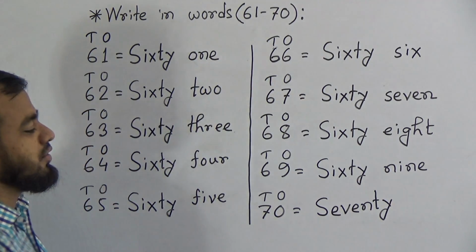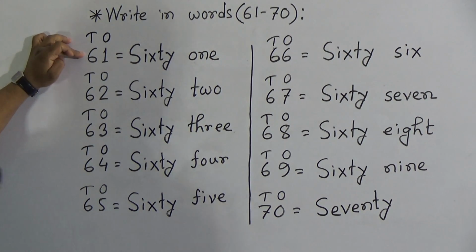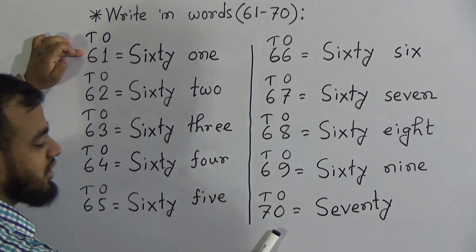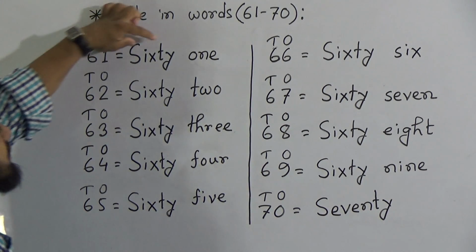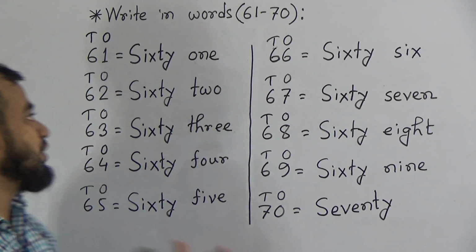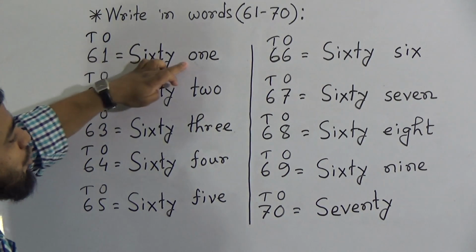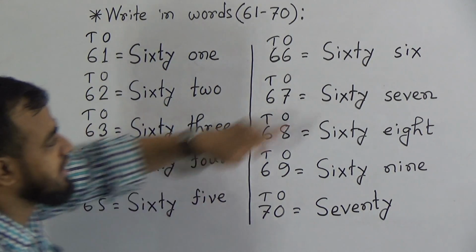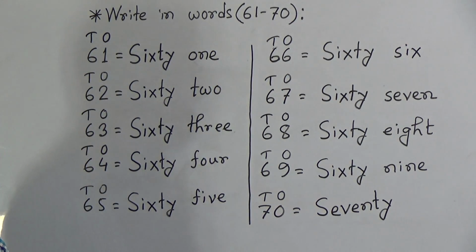So, dear students, look at the board very carefully. From 61 to 70, if we need to write, we need to memorize the spelling of 60 and the spelling of 70. Then we can write easily from 61 to 70, because we already know the spelling of 1, 2, 3, 4, 5, 6, 7, 8 and 9. That's the easiest way we can learn.